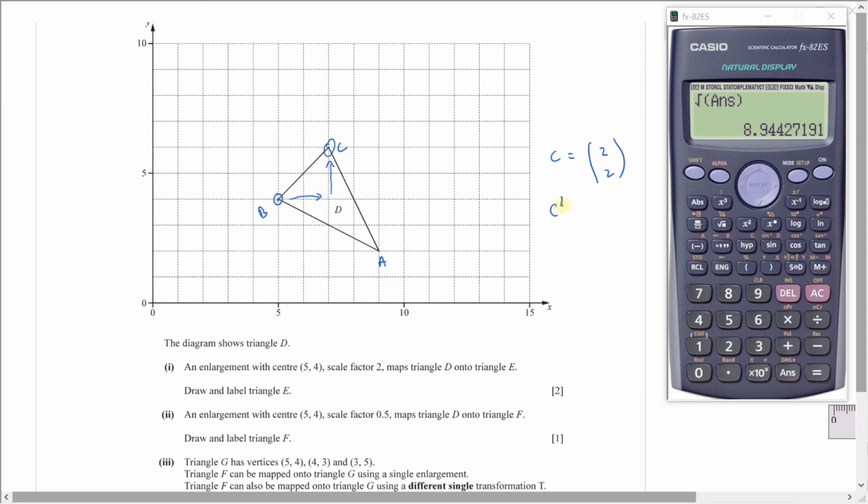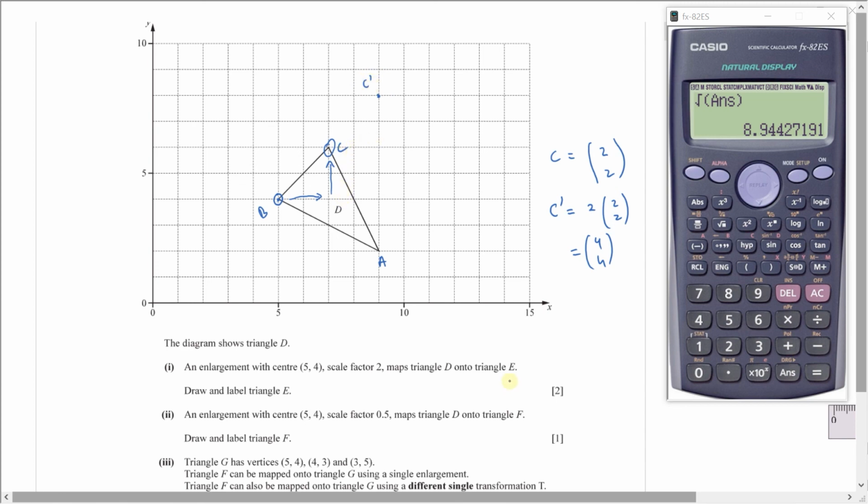And then to calculate C dash, which is the image of C after the enlargement, you simply multiply the column vector with your scale factor. Your scale factor is 2, so 2 multiplied by (2, 2) will give you (4, 4). Again, this (4, 4) is with respect to the center of enlargement. So 4 in positive x, that means 1, 2, 3, 4, and then 4 in positive y, 1, 2, 3, 4.